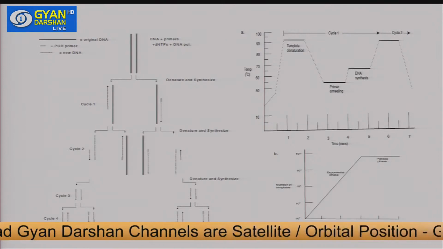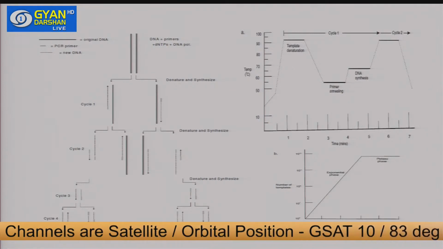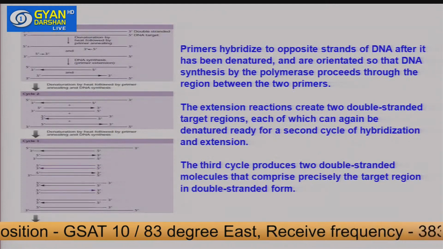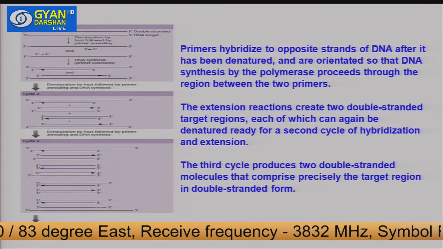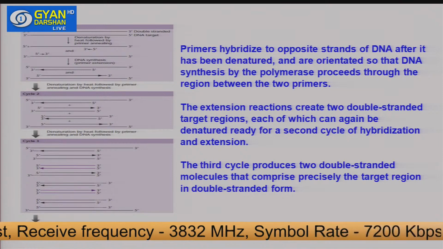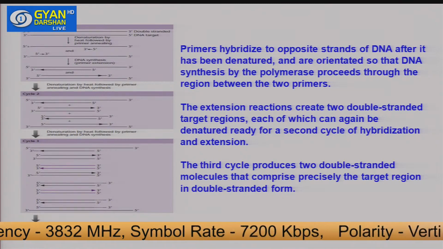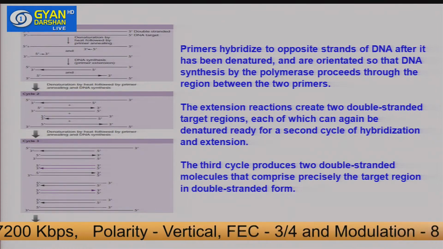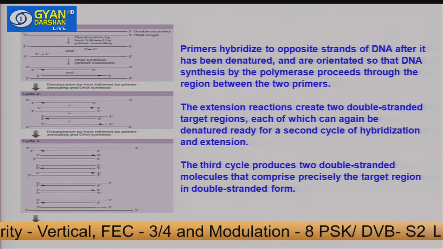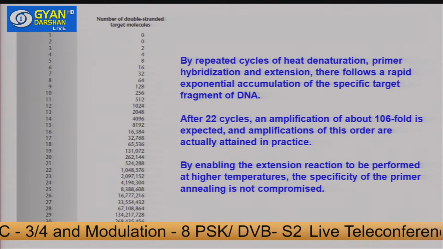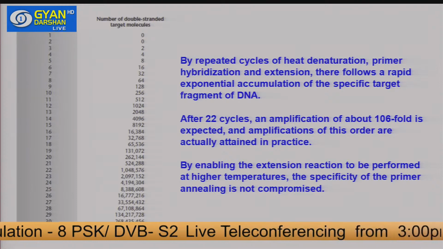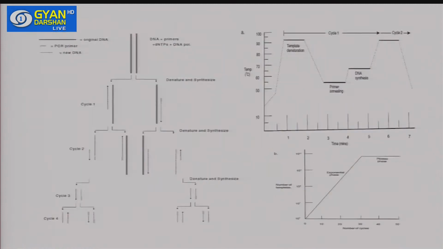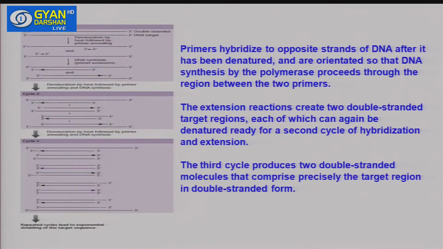People have shown that if you undergo PCR for 30 cycles, then you get the maximum amount of template. Primers hybridize to opposite strands of DNA after it has been denatured, and are oriented so that DNA synthesis proceeds through the region. Extension reaction creates 2 double-stranded target regions, and the third cycle produces 2 double-stranded molecules that comprise precisely the target region in double-stranded form. So there are repeated cycles, as many as 30 cycles, and each has the 3 reactions, that is, as I told you, the denaturation, the annealing, and the DNA synthesis.